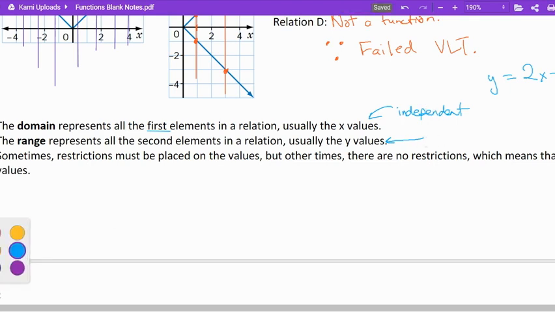Okay, I'm going to change colors here. I want to write. So independent is the same as your input, same as your domain, where the range represents the dependent values or the values of the dependent variable. And we might speak about these values as the output. Okay, lots of words here.